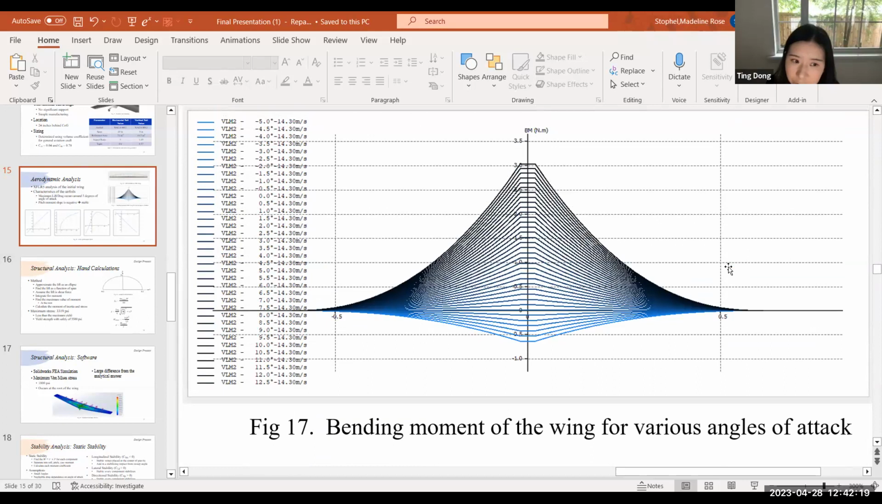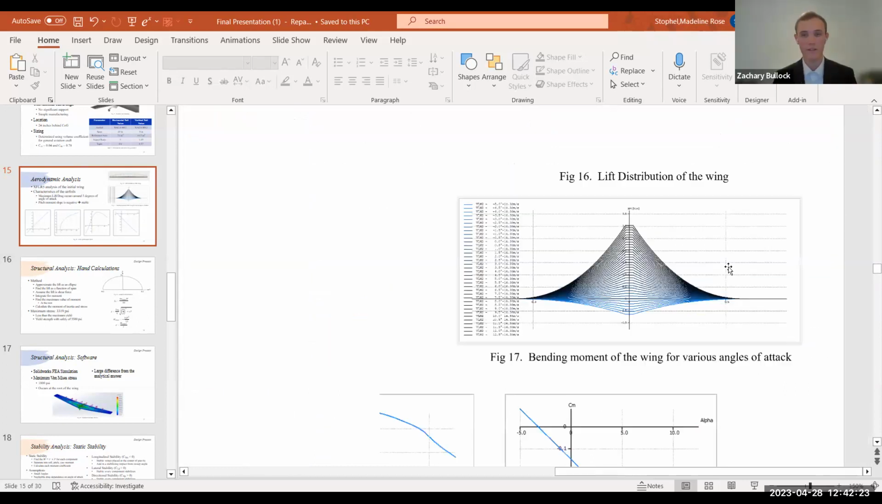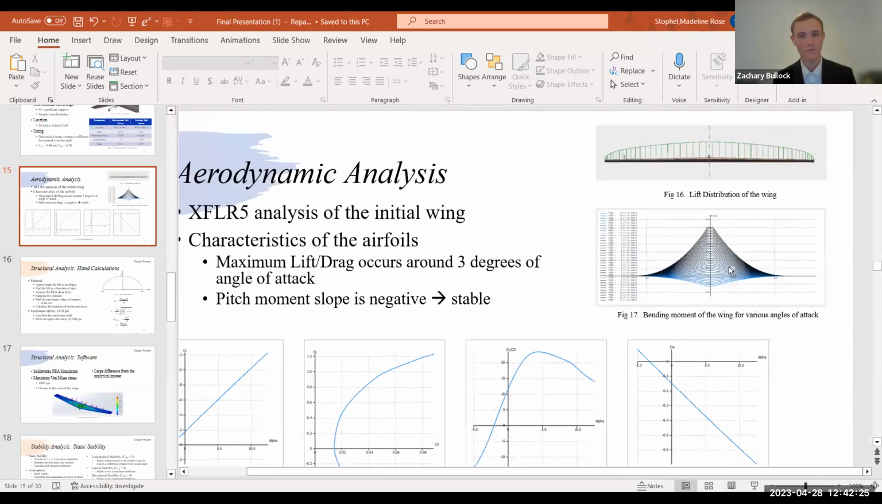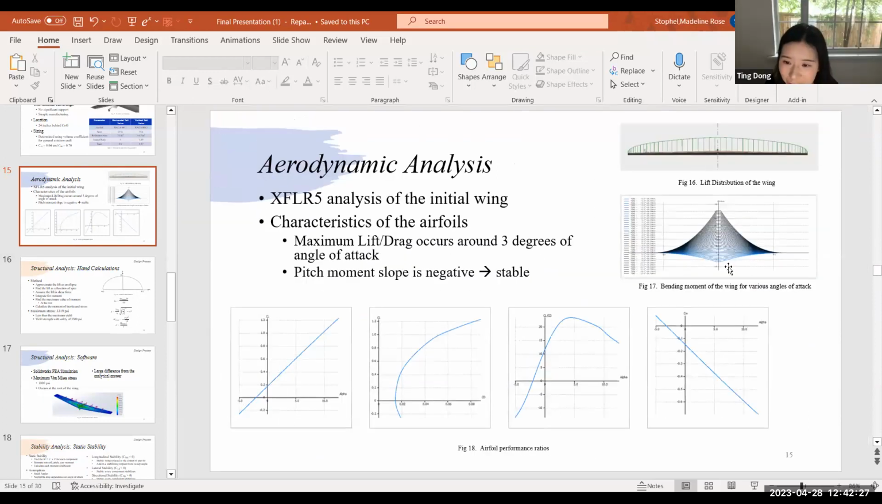Okay, so this is generated from what software? This was generated in XFLR5. Oh, okay. So it can actually show the bending moment result at different locations, at different angles of attack. Yes. Wow, that's cool. I never knew that. So, and another thing on page 16.